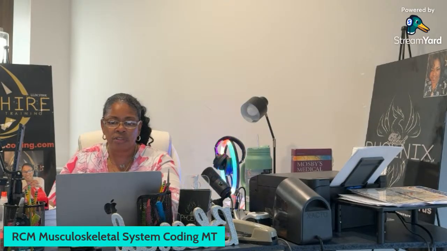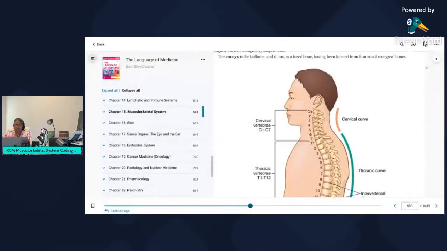The first seven bones of the vertebral column forming the bony aspects of the neck are the cervical, C1 to C7. That's what I was talking about when I was showing y'all in the other medical terminology book. But here you can actually see the cervical vertebrae, C1 through C7. The thoracic vertebrae, T1 through T12. So when you see that on your exam, you know they're talking about the spine.